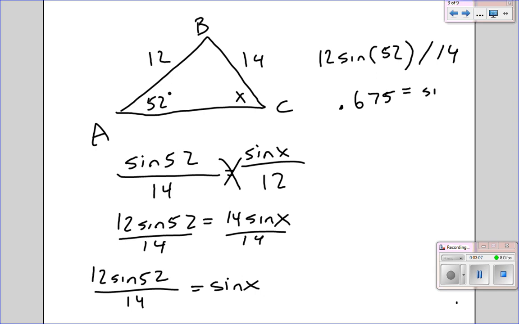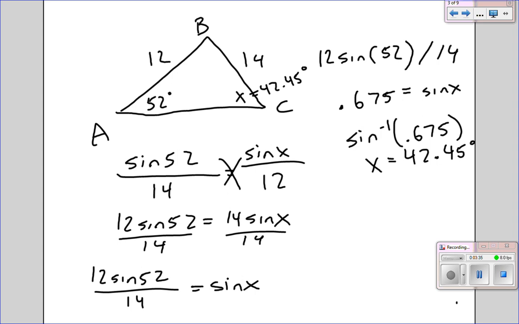0.675 equals sine x. Now, as we learned before, if we have an x inside the sine, cosine, or tangent, all we have to do is find the inverse sine. So when you calculate, type in sine to the negative 1, so second sine, of your decimal, 0.675, and hit enter. So you get that x equals 42.45 degrees. So that's what that angle is.